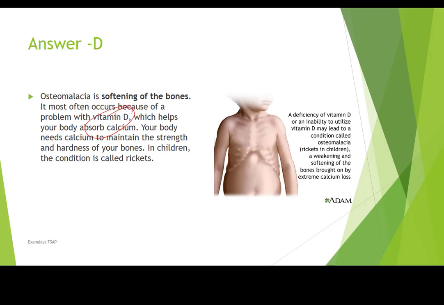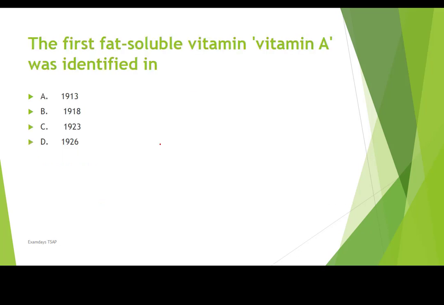So it is the softening of the bones. It most often occurs because of a problem with vitamin D, which helps your body absorb calcium. Your body needs calcium to maintain the strength and hardness of your bones. In children, it most often appears as rickets. Okay, moving on to the next question.